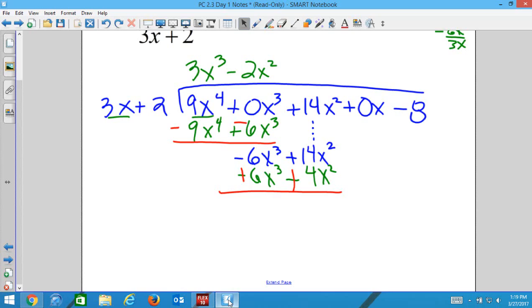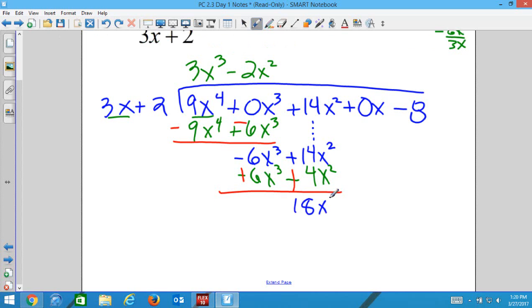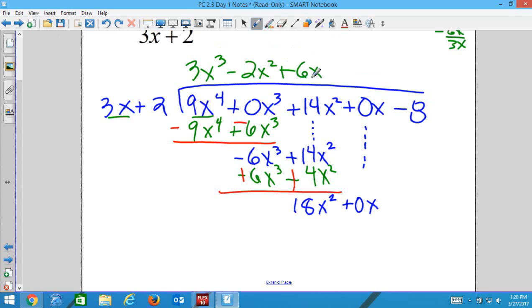Okay. Now we're going to add it. You guys don't think this is the most exciting thing ever? And then we bring down 0x. Seems silly that we're bringing down 0, but it really is helpful to have that placeholder. Okay, then we divide again. 3x goes into 18x squared, and that happens 6x times.